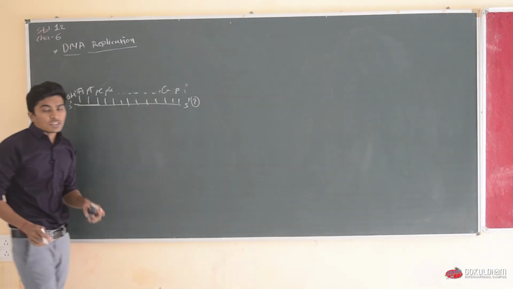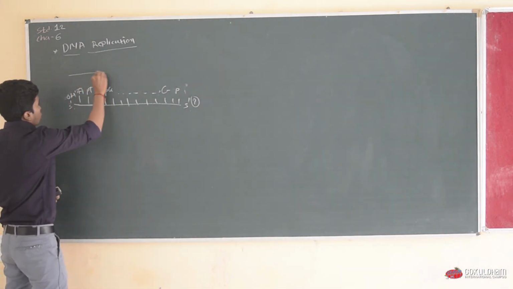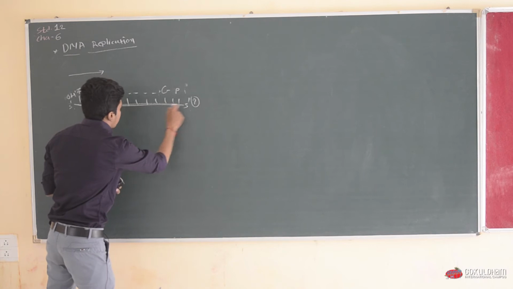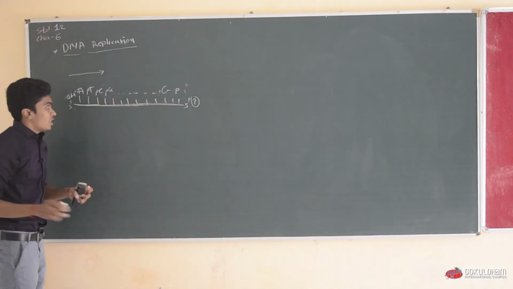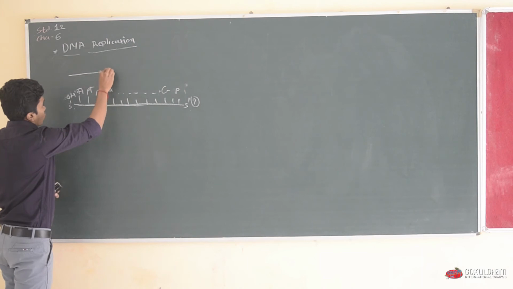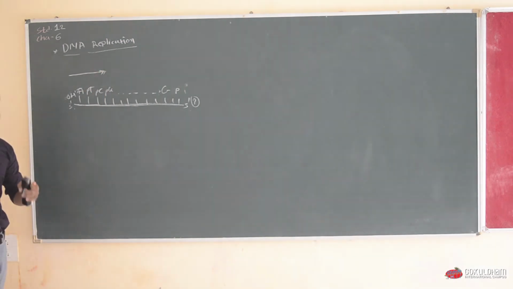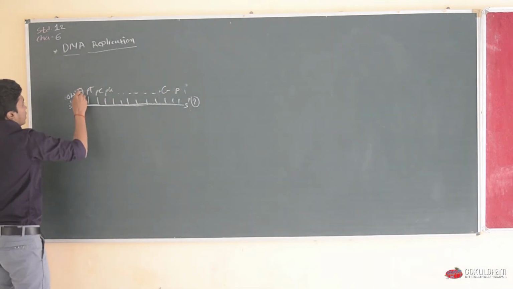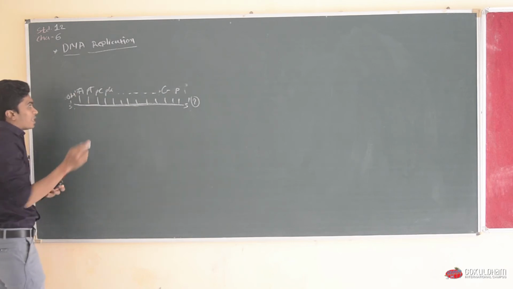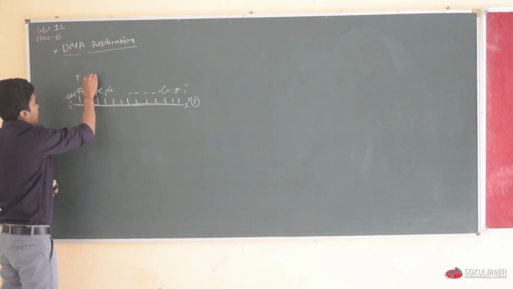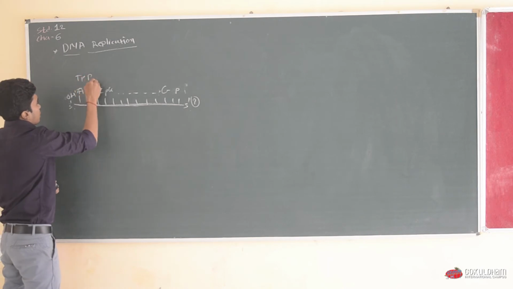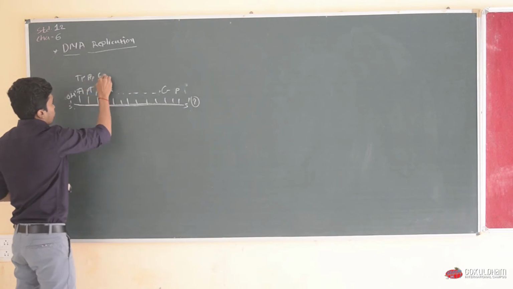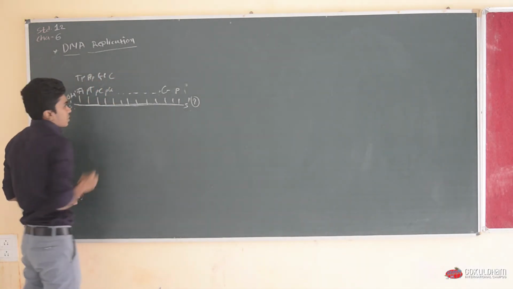The DNA which grows in 5' to 3' direction, what does it require? This is the DNA template, single stranded DNA template. How will it go? It requires a particular primer for the growing strand. Here this is the A, so the complementary base pair is T, phosphate, T phosphate, A phosphate, G phosphate, here C phosphate, and so on.